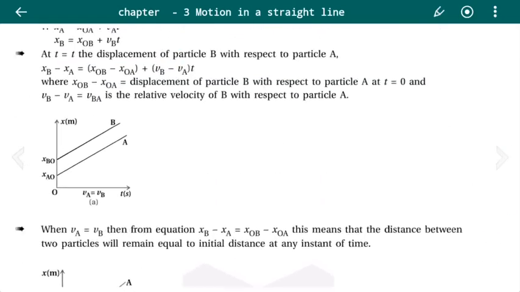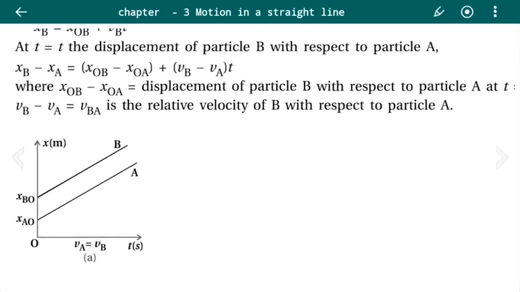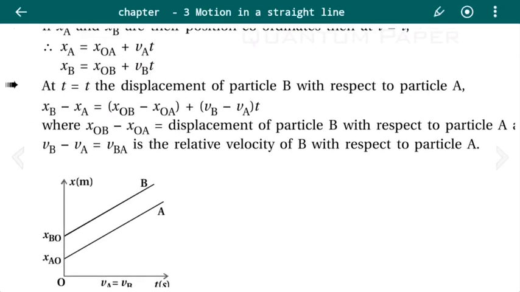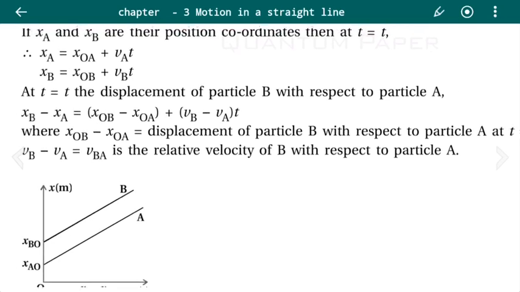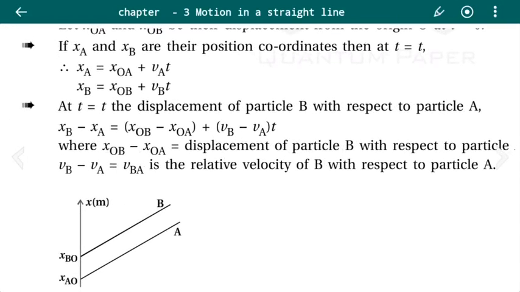So xb minus xa equals to xob minus xoa plus vb minus va into t, where xob minus xoa, that is the displacement of particle B with respect to particle A at t equals to 0, and vb minus va, that can be written as vba, that is the relative velocity of particle B with respect to particle A.